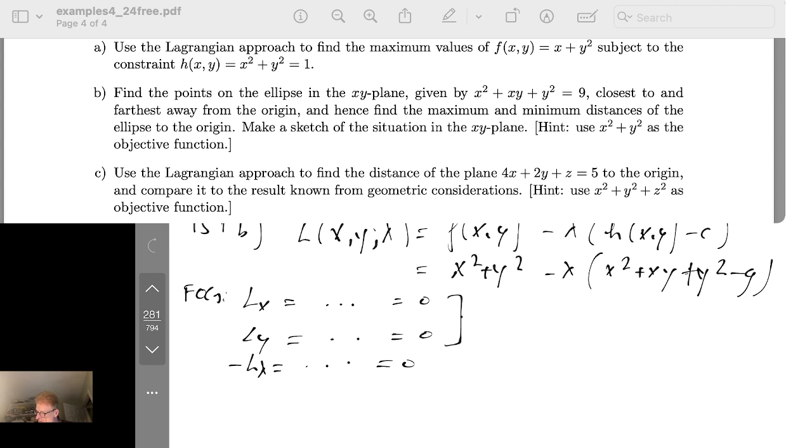But here, in the first two, so this you call 1, this you call 2, this you call 3. In the first two, you get a structure where you get something times x minus lambda y. That's from this one, right? This is zero, and in the second one you get something times y minus lambda x. So this gives you a lambda y, and this one a lambda x.